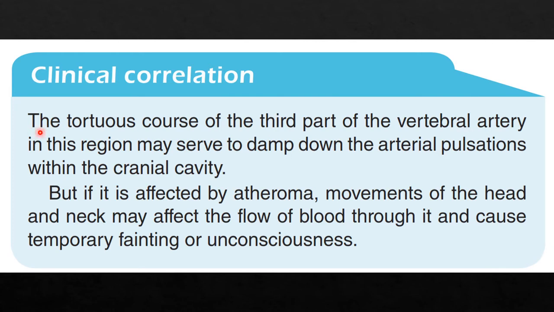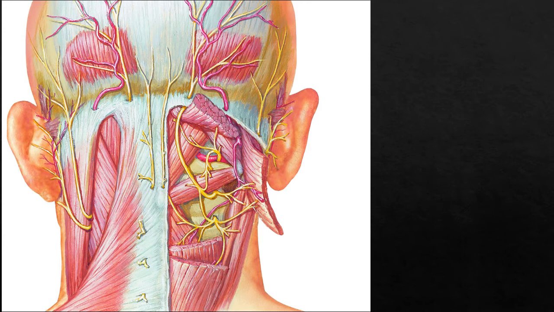The next one is the tortuous course of the third part of the vertebral artery in this region, which may serve to damp down the arterial pulsations within the cranial cavity. But if it is affected by atheroma, movements of the head and neck may affect the flow of blood through it and cause temporary fainting or unconsciousness. Yes, in this suboccipital triangle, we can identify the third part of the vertebral artery. So this is also a very important structure present in this particular region.